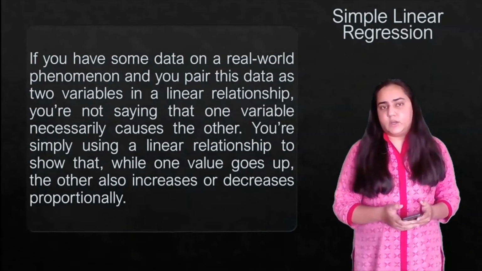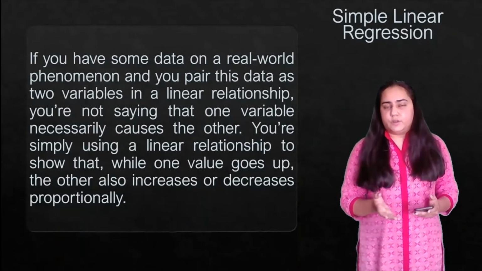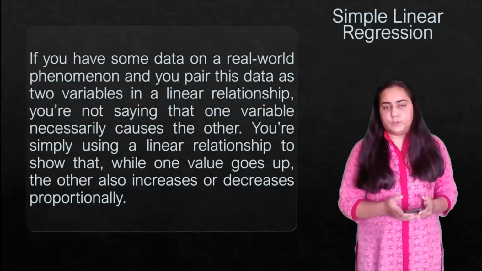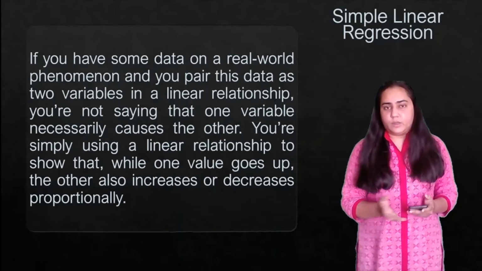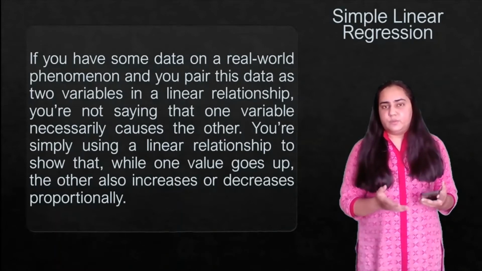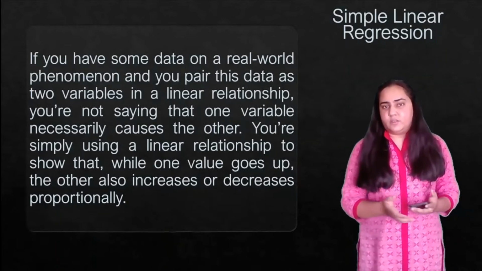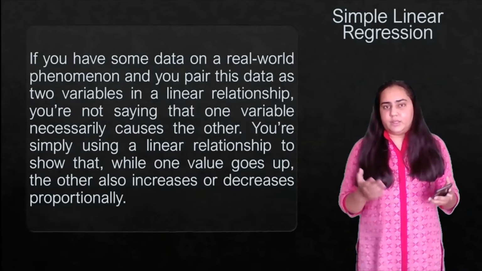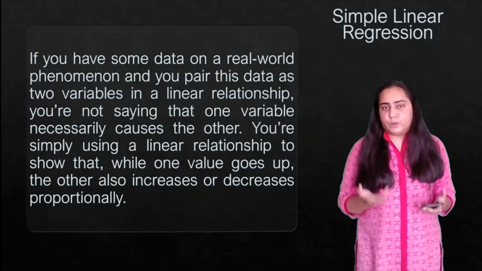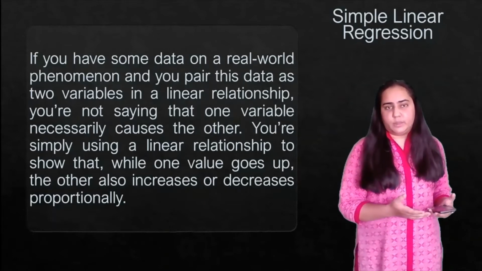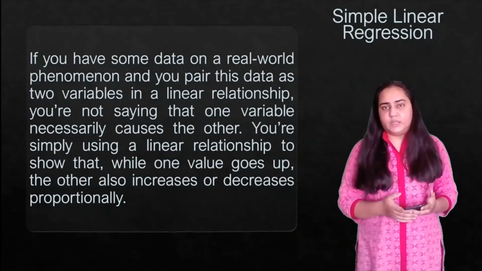Now, if you have some data on a real world phenomenon and you pair this data as two variables in a linear relationship, you're not saying that one variable necessarily causes the other. When you have some real world data, you're not trying to say that this variable is causing the other variable to happen. That's not what you're saying. What you're saying is that using a linear relationship, you're showing that when one value goes up, the other also increases or decreases proportionally.